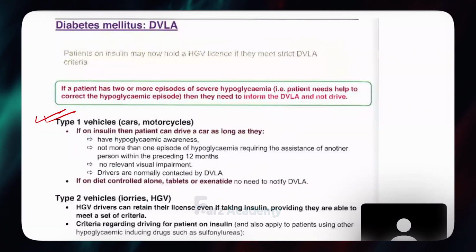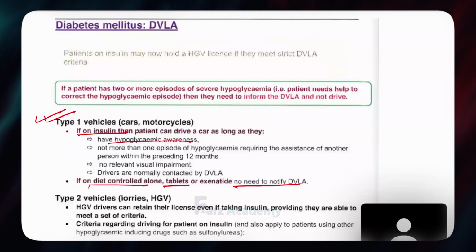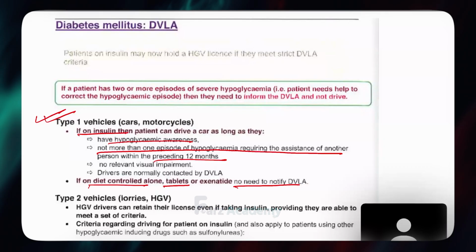So if they are type 1 vehicle drivers and are on diet control alone or on oral hypoglycemic agents, no need to modify. If on insulin, if they are aware of hypoglycemia, that is, they can understand when they're getting hypoglycemic, not more than one episode of hypoglycemia requiring the assistance of another in the last 12 months, no relevant visual impairment, then you can allow them to drive.